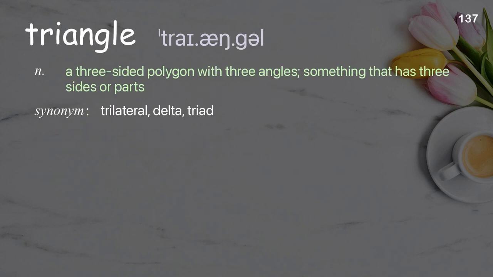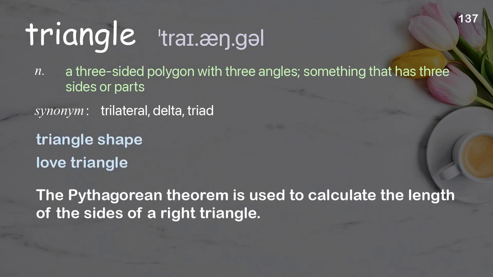Triangle. A three-sided polygon with three angles, something that has three sides or parts. Examples: triangle shape, love triangle. The Pythagorean theorem is used to calculate the length of the sides of a right triangle.